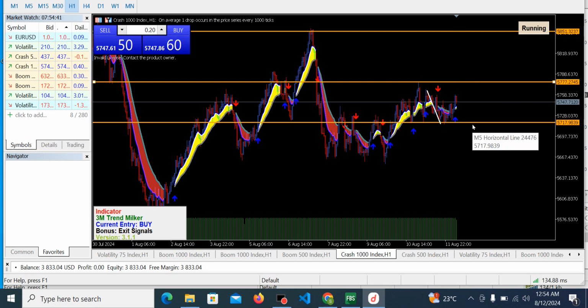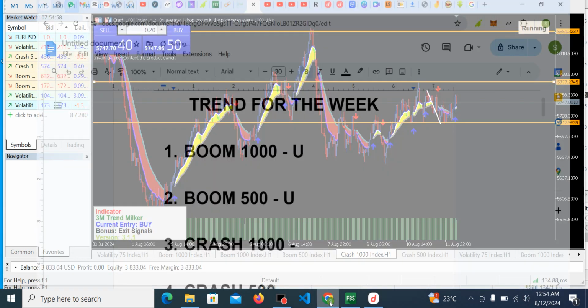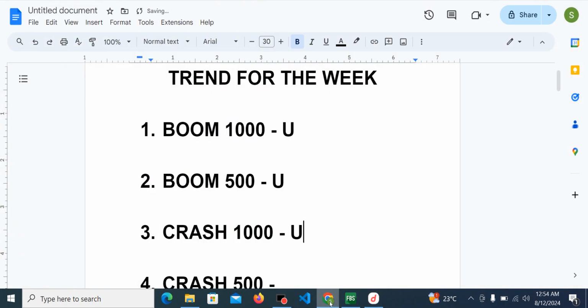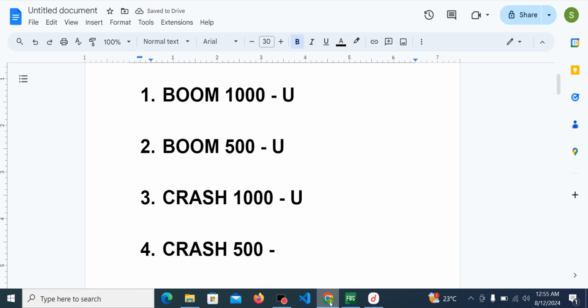If it does not, it will try out the support zone again to see if it will break out from there. So if it breaks out from here, then definitely it will sell more, but for now it is still buying until it is unable to break out from the resistance zone, then it will come back to the support zone. Okay, so this is very, very important. So this is still more of an uptrend than a downtrend at the moment.